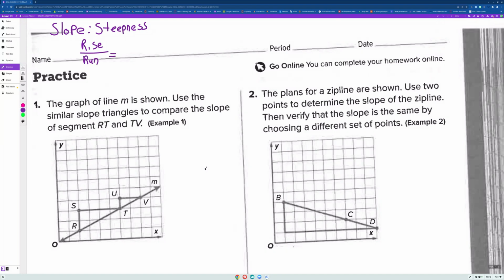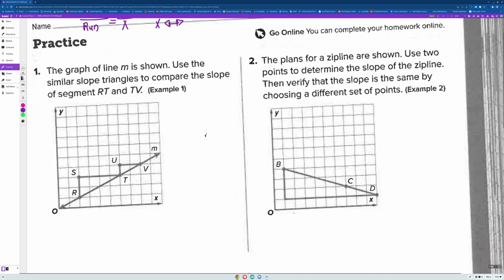When I'm looking at my x and y points, my y is going to be my rise and my x is going to be my run, because y can only move up and down and x can only move right to left. Okay, so let's take a look at this very first one. It says that the graph of line M is shown. Use the similar slope triangles to compare the slope of segment RT and TV.